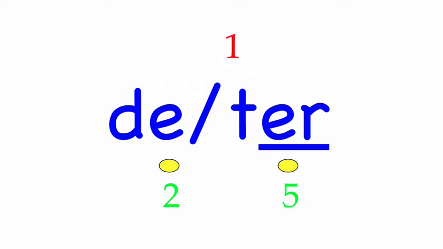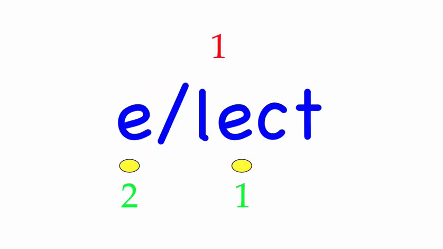Elect. We will elect our president soon. Elect. Two syllables. First syllable, E, one sound. Second syllable, lect, four sounds. L, e, k, t. Elect. Mark the word. Elect. Row 3.